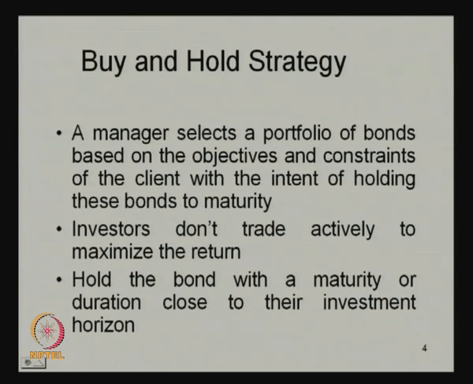In the buy and hold strategy, a manager selects a portfolio of bonds based on the objective and constraints of the client, with the intent of holding these bonds to maturity. That means, for example, certain investors in the market are very much sure what amount of return, yield or liability they will have in the future.